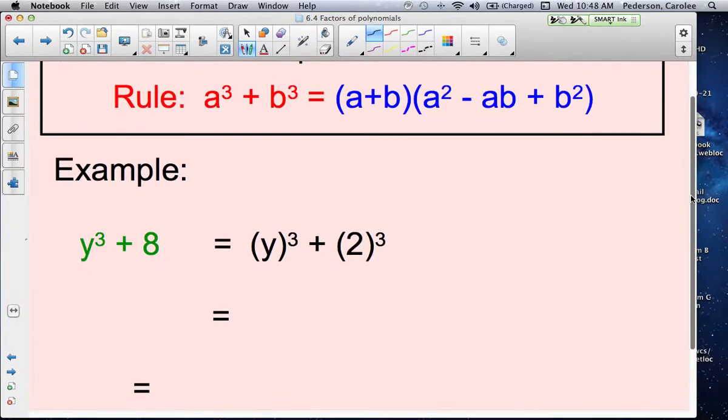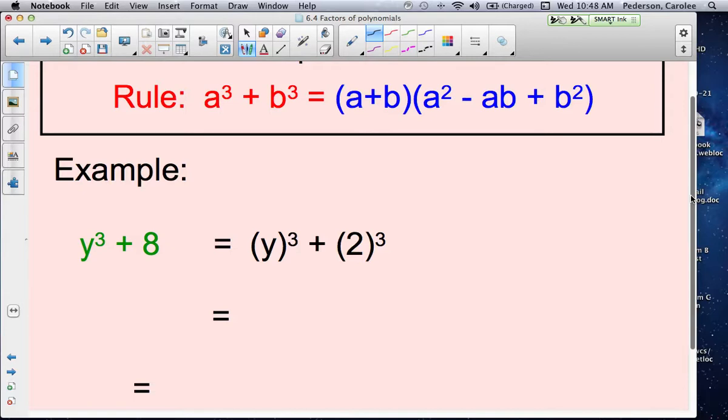Okay, so let's do our first example. We want to factor y cubed plus 8. So I just start off with an easier one. We look at how many terms it has. It has 2 terms, and we want each term to be a cube. Well, y cubed is a cube already, but 8 is not. So let's rewrite 8 as a perfect cube. 2 times 2 times 2 is 8.